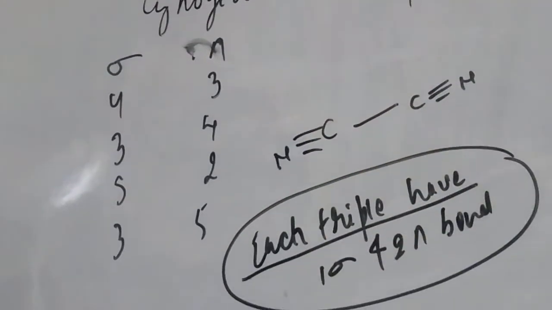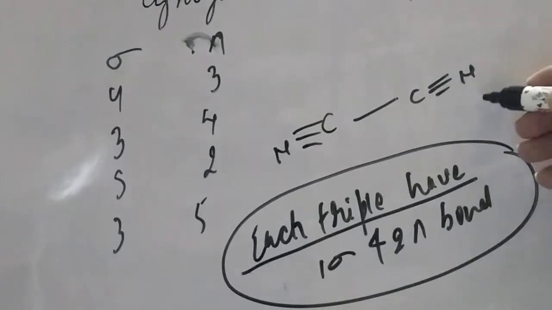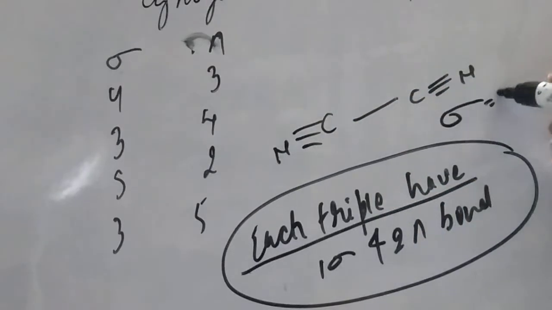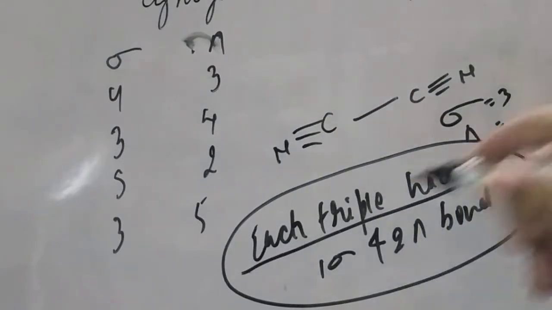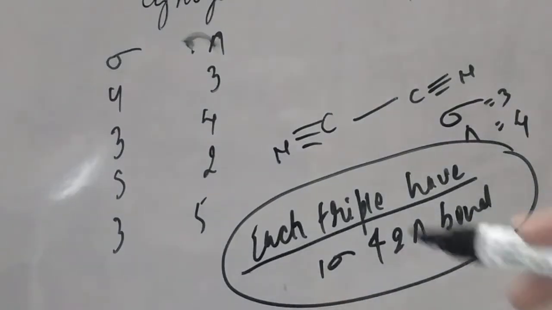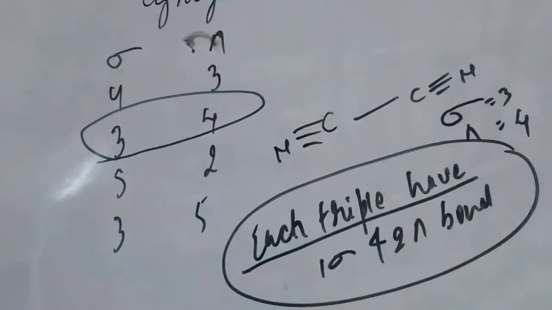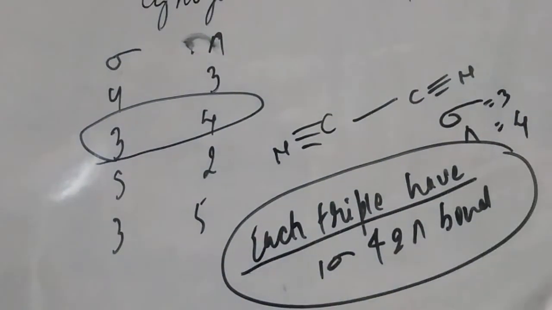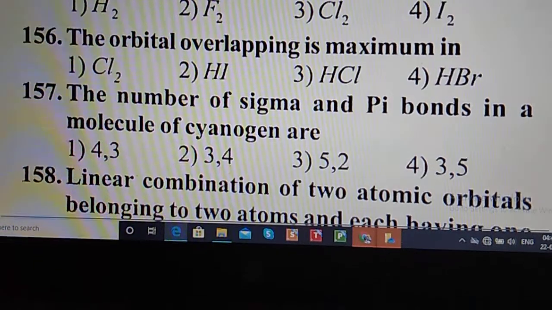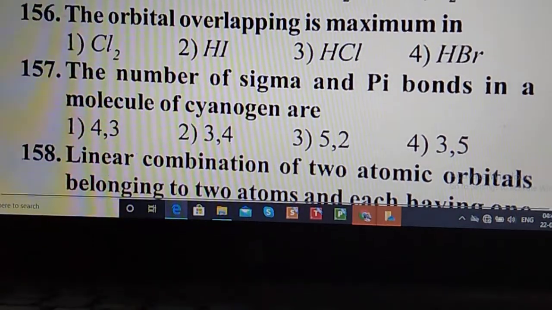This is the case. Now sigma bonds you can consider, student, how many? 1, 2, 3. Sigma bond is equal to 3. Pi bond is equal to, here 2, here 2. So pi bond is 4. So the correct option is 3 sigma bonds and 4 pi bonds. So the correct option is option number 2. You can check in the slide, students. That is 157. The sigma bond is 3 and pi bond is 4. The correct option is 2.